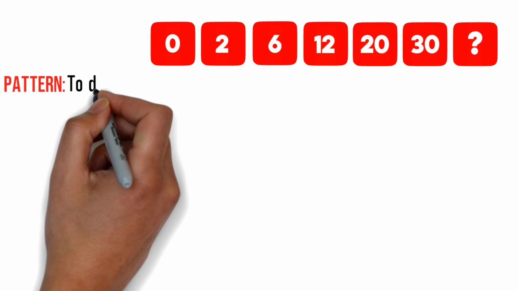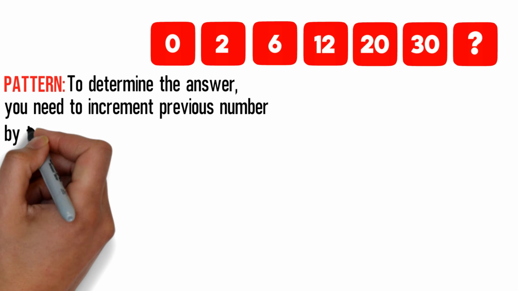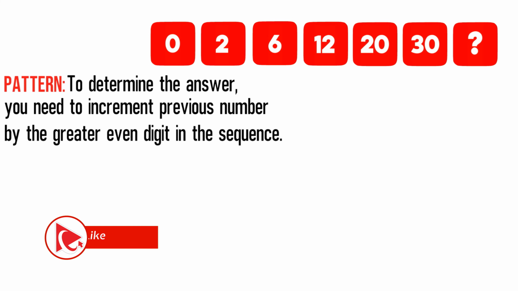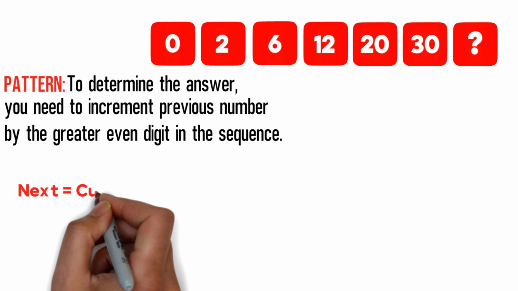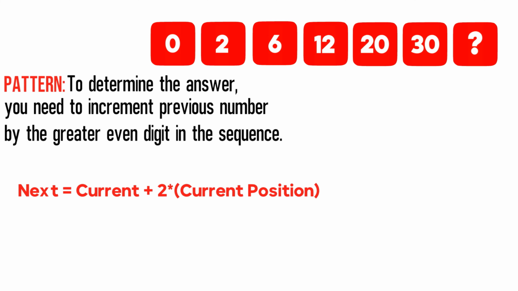As with any type of question, the key is to determine the pattern. To determine the answer in this particular case, you need to increment the previous number by the greater even digit in the sequence. You can even come up with the formula. In our case, the formula to determine the next number would be current number plus 2 multiplied by current position. Let's see how it works.